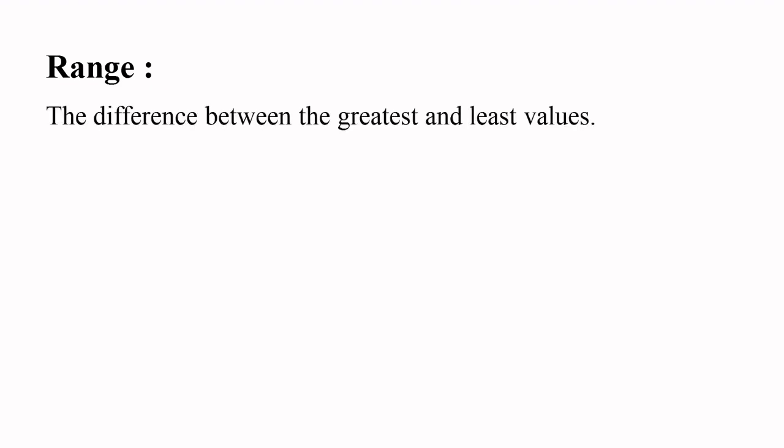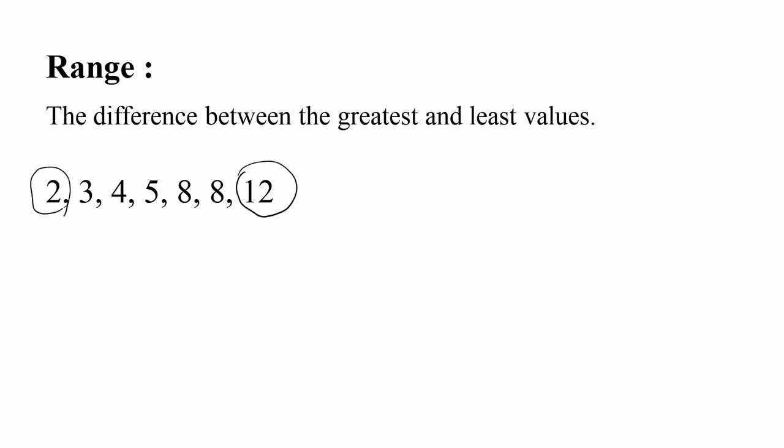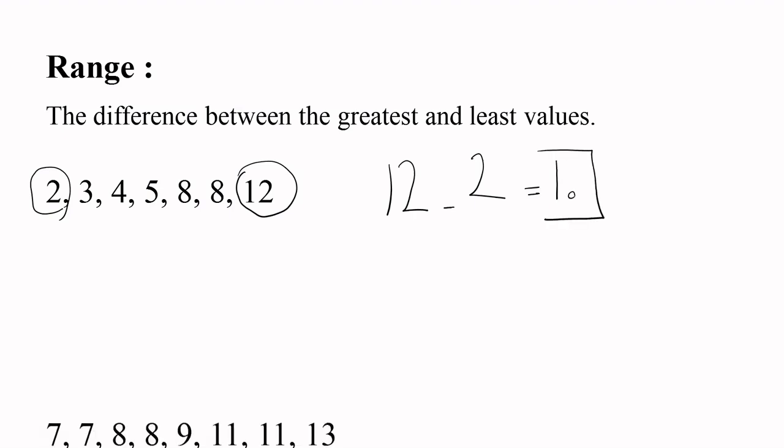What is the meaning of range? Range is really simple. It means you must subtract the lowest number from the highest number. For example, this group of numbers is already sorted. This is the highest value and this is the least value. So I must subtract them. 12 minus 2 will be 10. So it is going to be the range of these values.